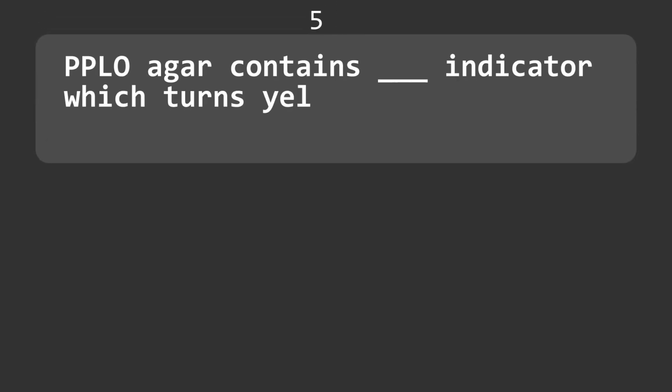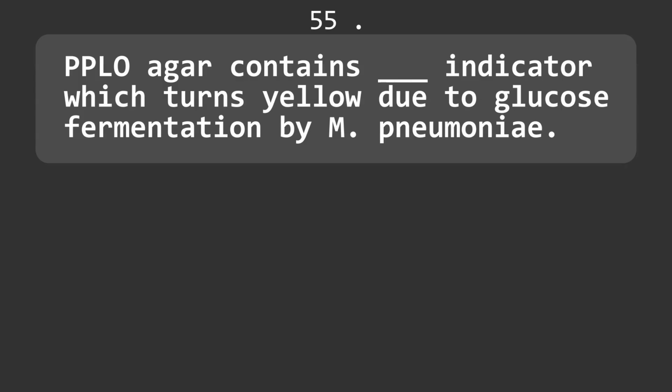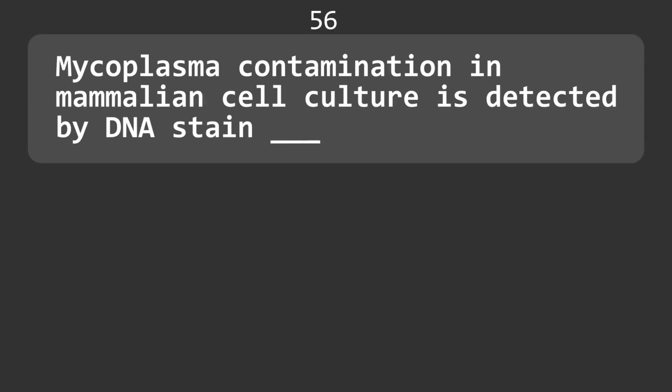PPLO agar contains an indicator which turns yellow due to glucose fermentation by M. pneumoniae, phenol red. Mycoplasma contamination in mammalian cell culture is detected by DNA stain, Hoechst 33258.